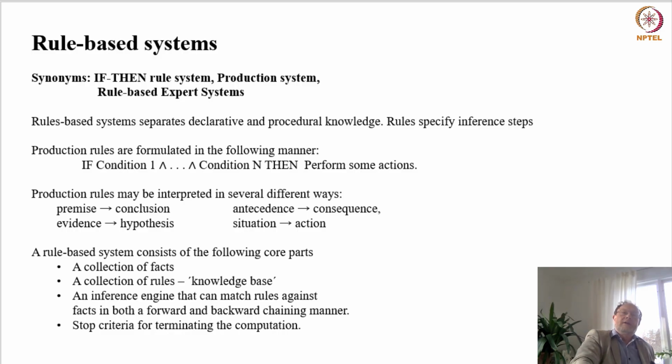So finally, let's turn to something termed rule-based systems. Rule-based systems are a kind of system used a long time in artificial intelligence to implement what was also earlier called expert systems. And there are various synonyms. You can call a rule-based system an if-then rule system, or if-then system, production system, and so on.